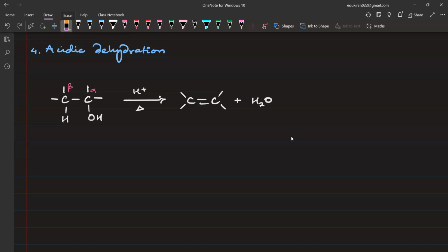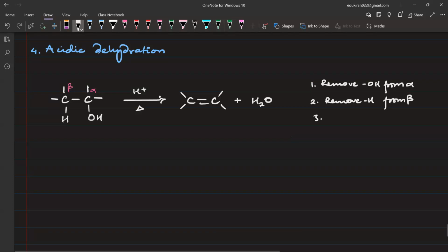So this is also beta elimination. Right? What is happening? We are removing OH from the alpha carbon, and we are removing hydrogen from the beta carbon, and then making a double bond between alpha and beta. So तीन step हैं यहाँ पे जो आपको याद रखना. First is remove OH from alpha. Second is remove hydrogen from beta. Third is, and everything else will be as it is.